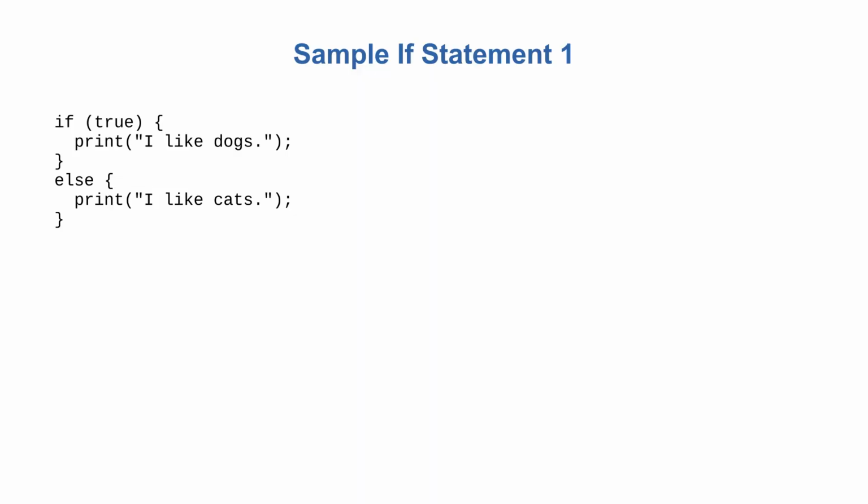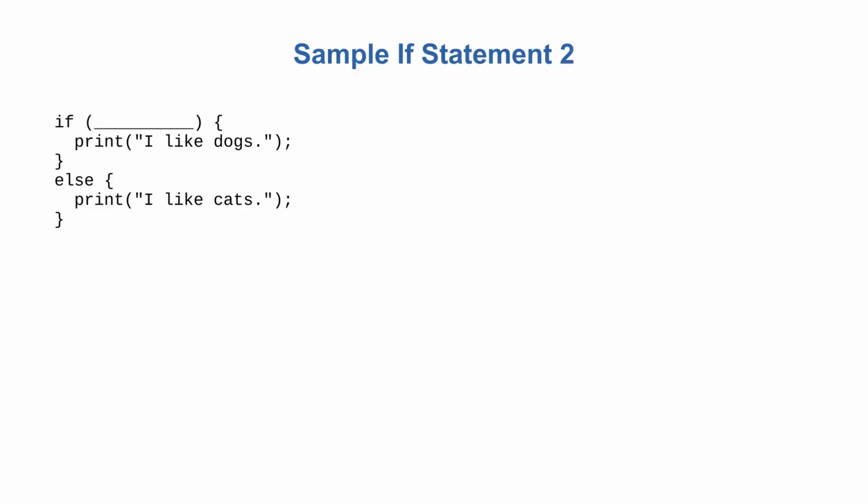Let's consider how if statements work. Which of the 2 strings do you think this code would print? If true, print, I like dogs. Else, print, I like cats. If you guessed I like dogs, you guessed right.